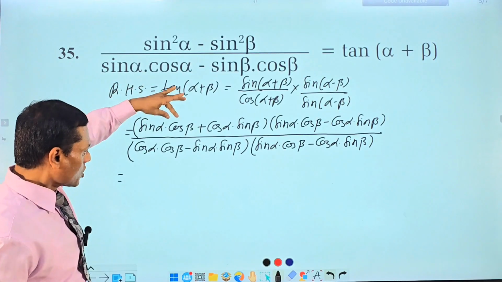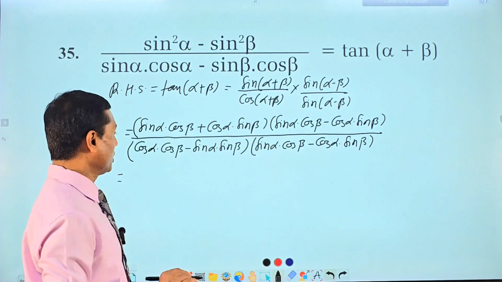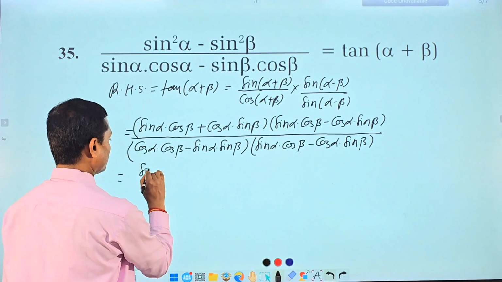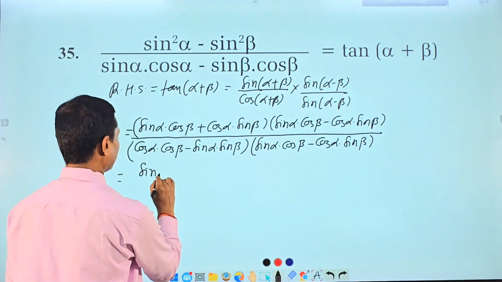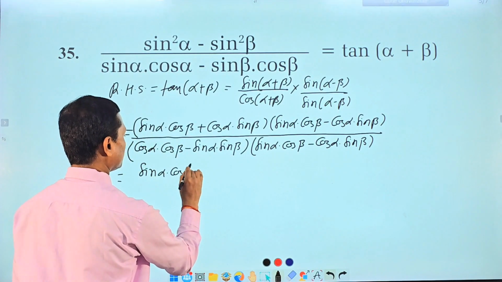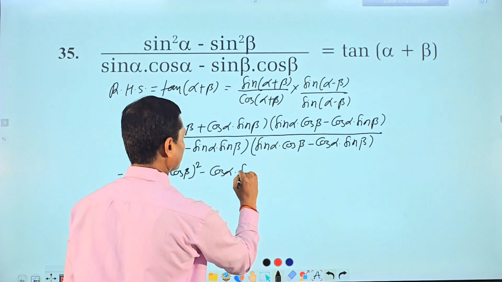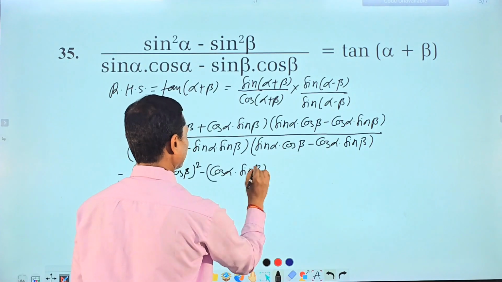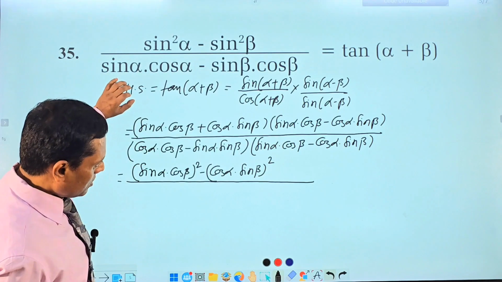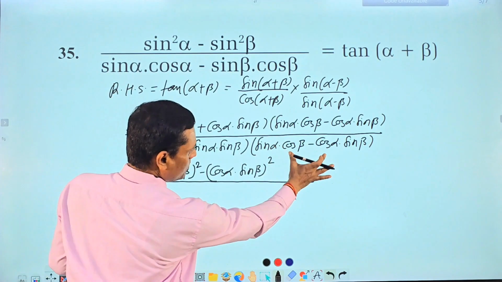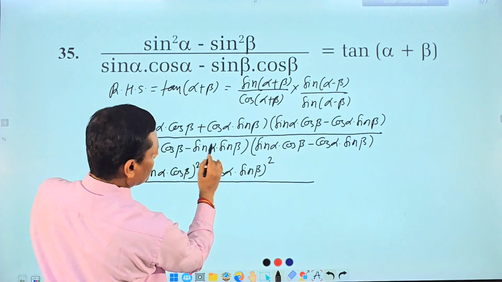So sin alpha dot cos beta is at the place of a and cos alpha dot sin beta is at the place of b. So a square minus b square means here (sin alpha dot cos beta) whole square minus (cos alpha dot sin beta) whole square. And here at the denominator, just multiply. This part should be multiplied by this part, so cos alpha cos beta, sin alpha cos beta.